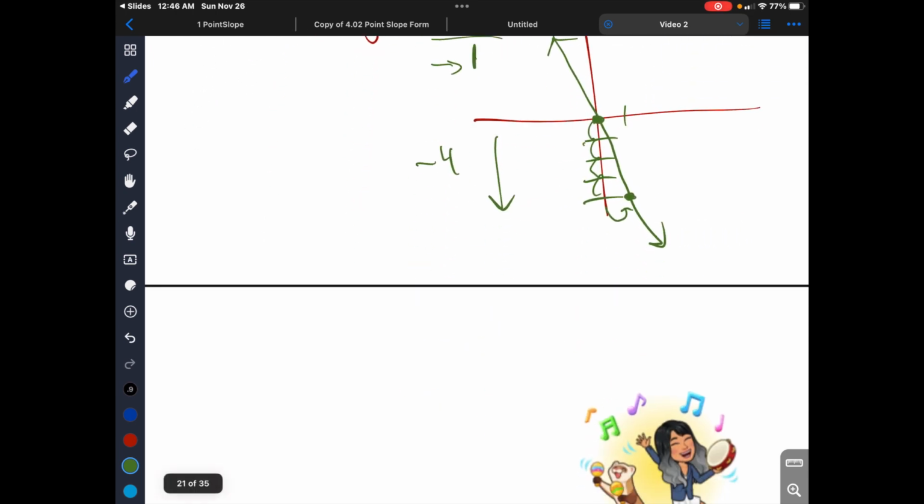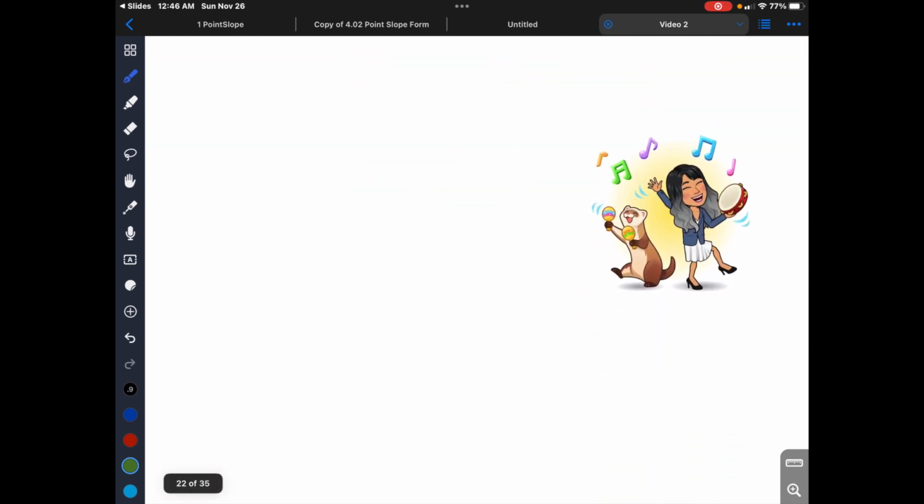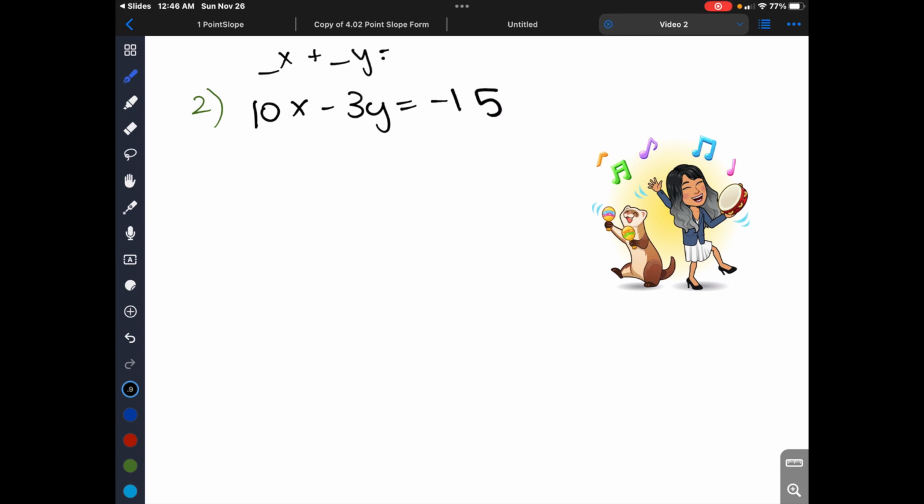All right, let's do another one. In standard form, this is number 2. We have 10x minus 3y equals negative 15. I'm going to make it into slope-intercept form because this is standard form. It's a number x plus or minus a number y equals a number, right? So I need to change it into slope-intercept form to graph it. First I want to make y alone, so I have to get rid of the 10x. How do I get rid of it? I do the opposite. The opposite of 10x is negative 10x. I subtract it.